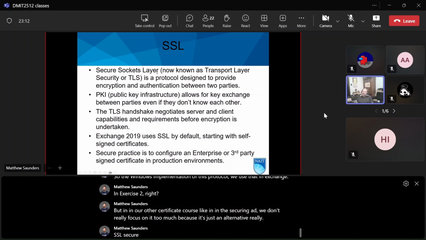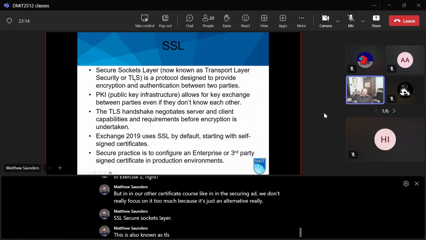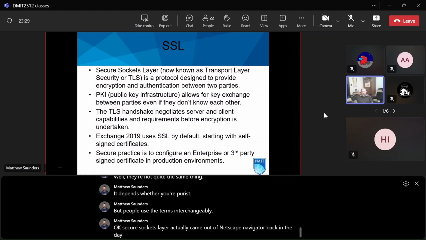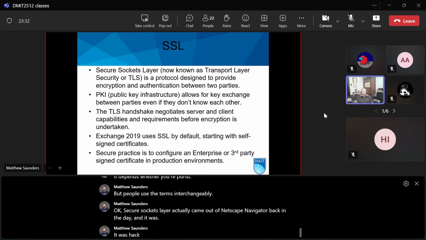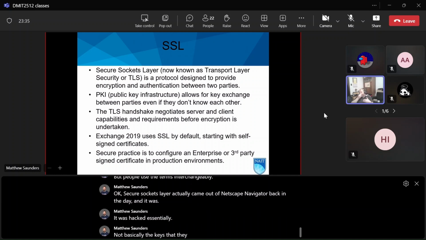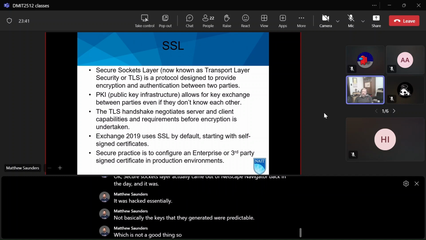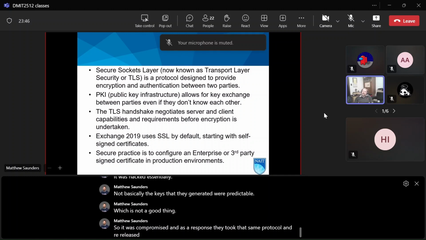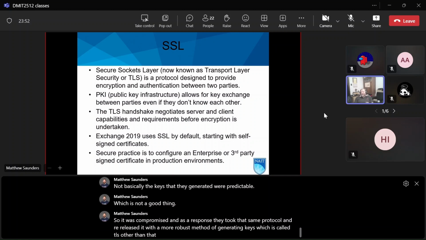SSL, Secure Sockets Layer. This is also known as TLS. They're the same. Well, they're not quite the same thing. It depends whether you're a purist, but people use the terms interchangeably. Secure Sockets Layer actually came out of Netscape Navigator back in the day. And it was hacked essentially. Basically the keys that they generated were predictable, which is not a good thing. So it was compromised, and as a response, they took that same protocol and re-released it with a more robust method of generating keys, which is called TLS. Other than that, it's not that different.